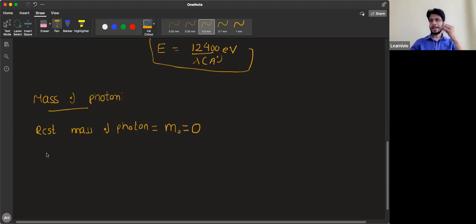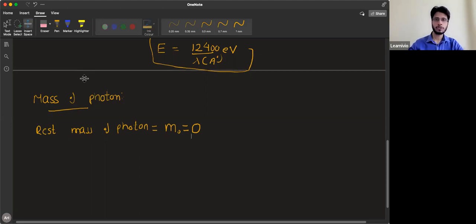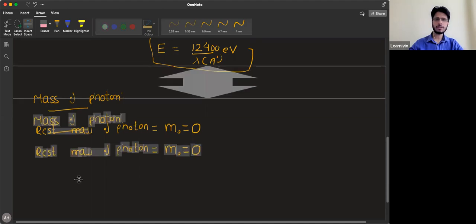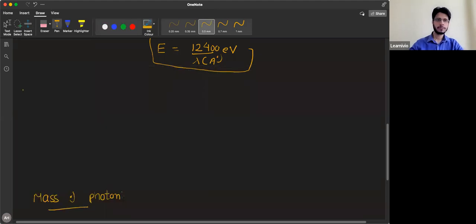But photons gain mass when they start to move. So if you want to calculate the moving mass of photon, then I have to introduce one more thing. Have you heard about Einstein's mass energy equivalence? Aditya, have you heard about it? Yes sir. What is Einstein's mass energy equivalence? Please explain. Do you remember the mathematical formula? E is equal to mc square.